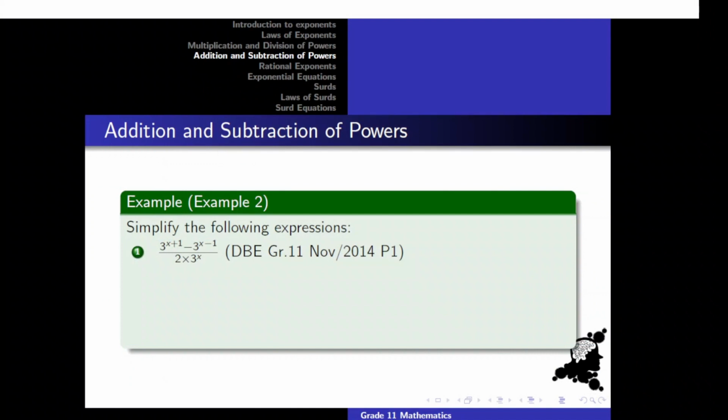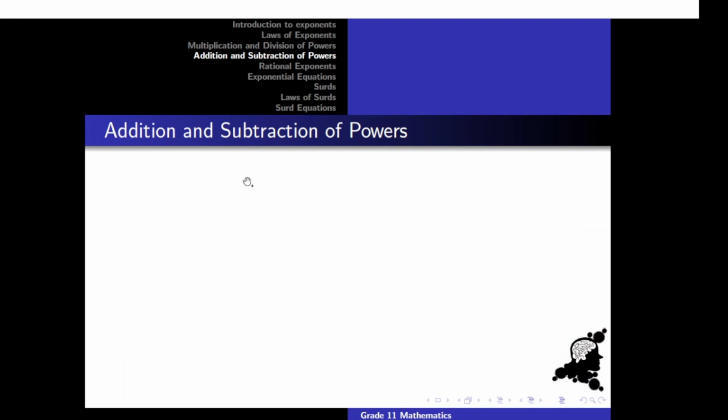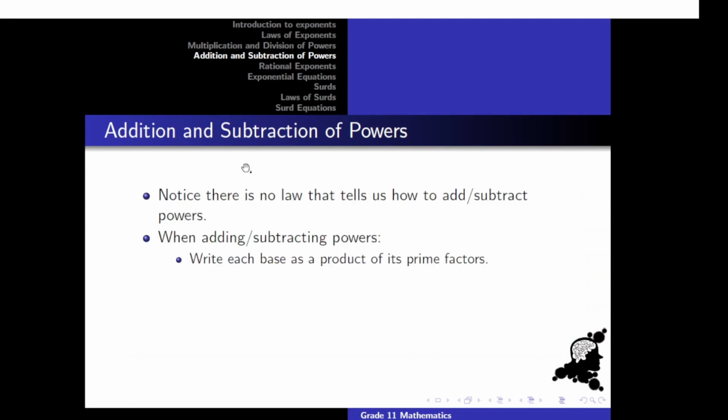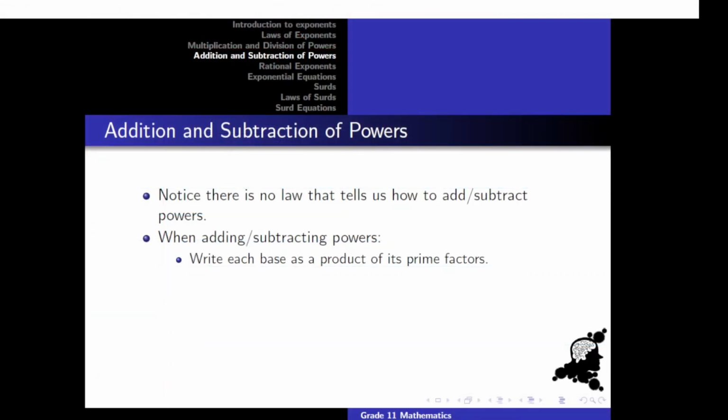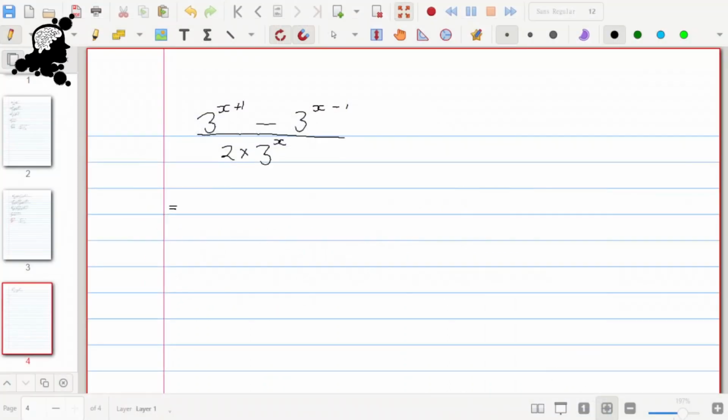If we go back to our notes, we said that when we are adding and subtracting powers, we need to write each base as a product of its prime factors. Now, when we go back to our expression, we already have prime factors here. So let's look at the next step. Next step says we need to write each exponent with its own base. Let's have a look at this.